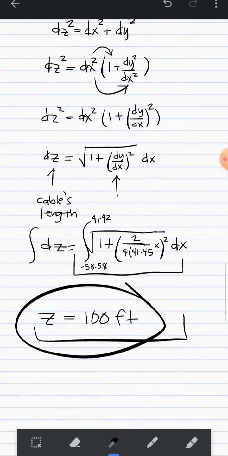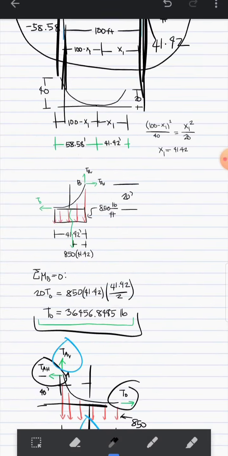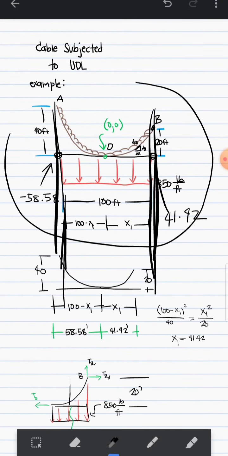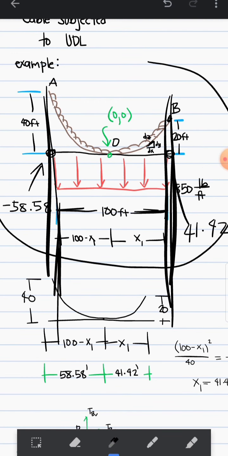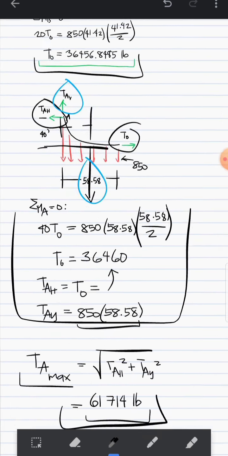Notice that this answer is just a coincidence. It's just a coincidence that our x of 100 feet is also equal to this one. So that's how you find the total length of our cable.